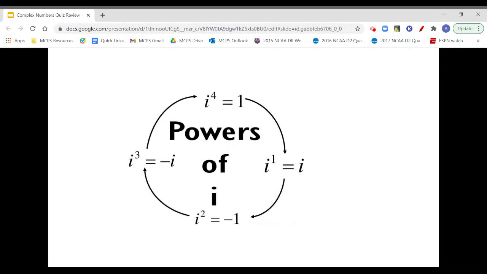That's kind of wild. But i is cyclical, which means that the value of i to different powers just sort of keeps coming back to the same numbers. So i to any power will give you i, negative 1, negative i, or 1. But basically you have to figure out where on this cycle your number falls.